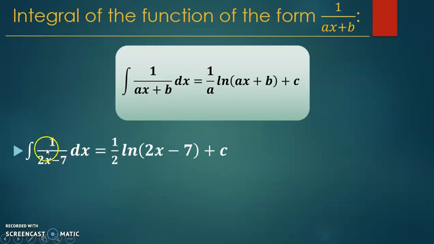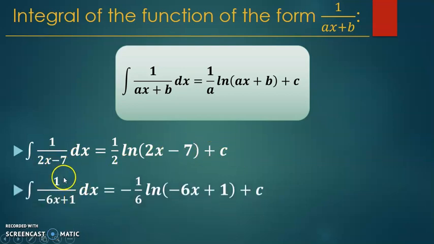So for example, if you have the integral of 1 over 2x minus 7, you apply this rule. a is the coefficient of x, which is 2, so it'll be 1 over 2 ln 2x minus 7 plus c. Now try to do this one by yourself. In this one, a is minus 6, so you will get 1 over minus 6 using this rule. So minus 1 over 6 ln minus 6x plus 1 plus c.